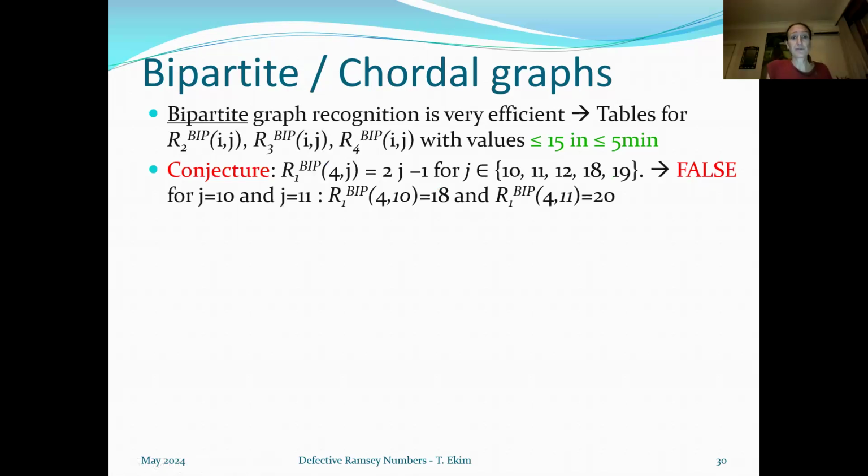Actually, this helped us to show that our own previous conjecture was false. Remember these few values in the big table, the only values for our 1 in bipartite graphs which were not known, we had conjectured to be j minus 1, but these computations show that they are not true.